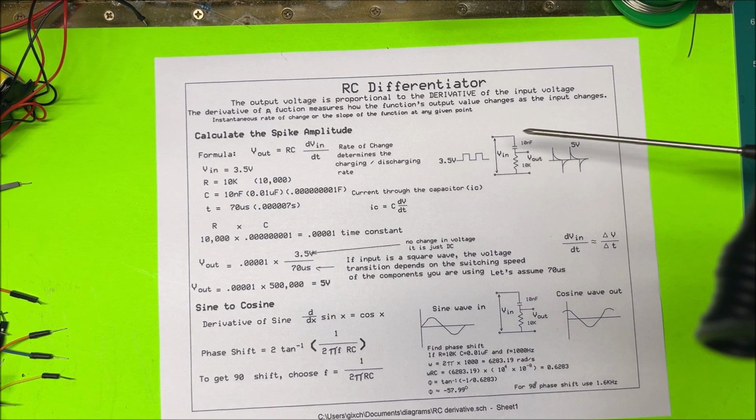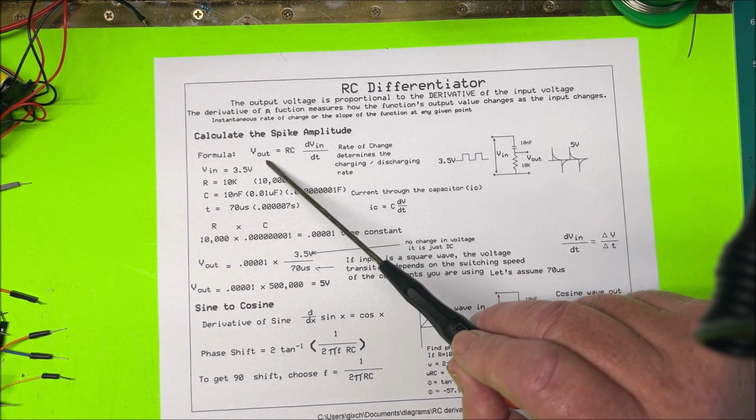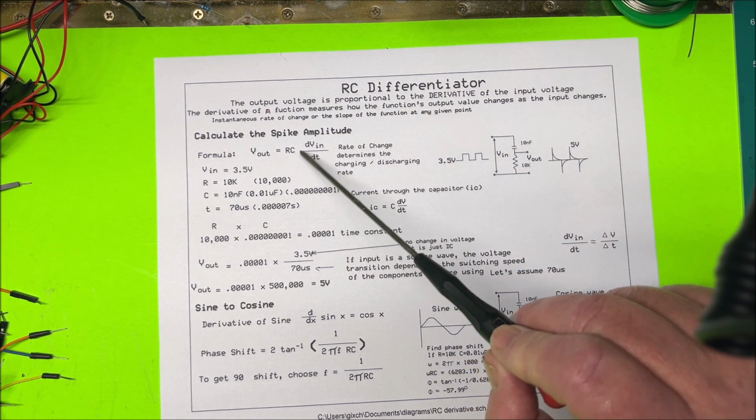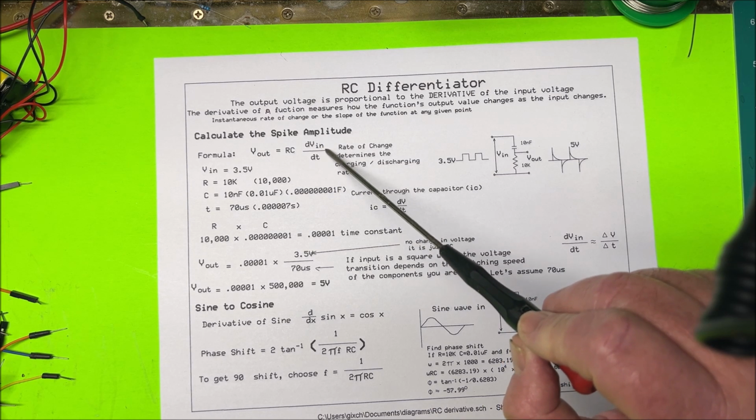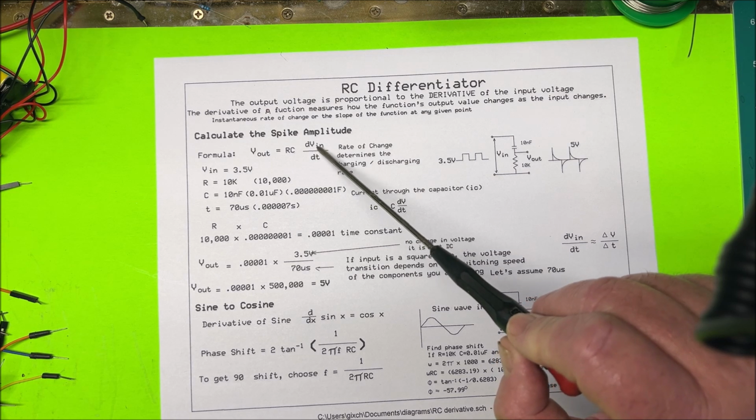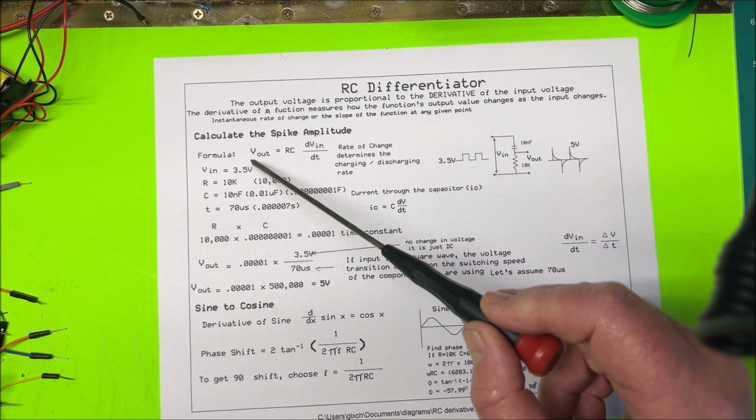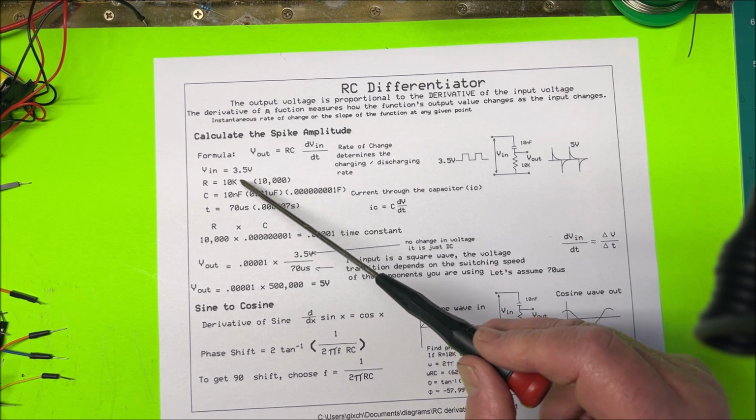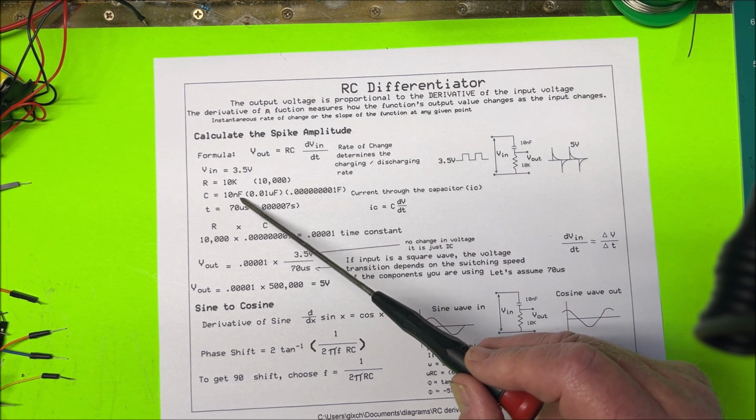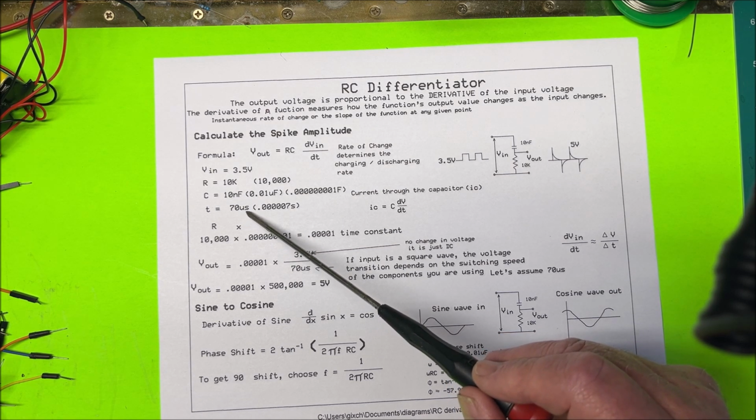Because you're going to put in 3.5 volts. We want to know what the peak is, okay? So in order to do that, we're going to use this formula here. V out is equal to RC, the time constant, times the rate of change here, okay? So this is the voltage in, and this is the time, okay? Now, here we're going to start with 3.5 volts, a 10K resistor, a 10 nanofarad capacitor, and I'm going with 70 microseconds, okay?